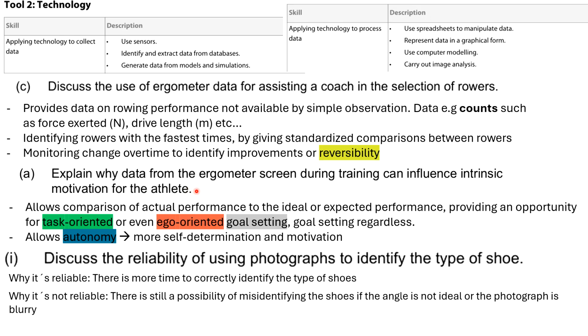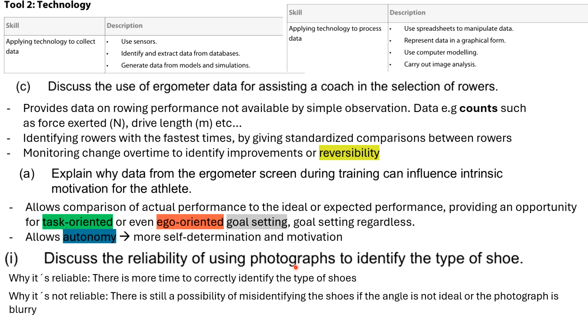Then, why can the data from the ergometer screen influence intrinsic motivation? Well, it compares the actual performance of the athlete to the ideal performance. So it gives an opportunity to set goals. It can be task oriented or ego oriented, and it allows autonomy, so more self-determination and motivation.